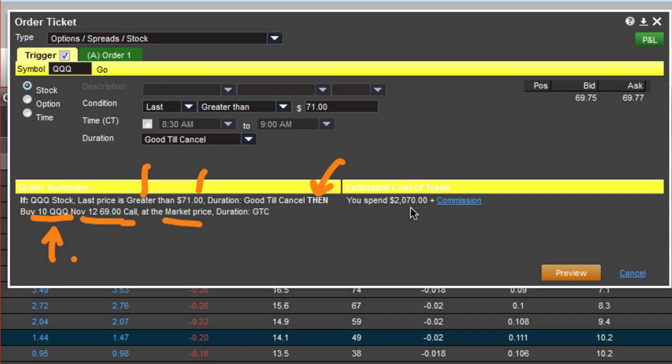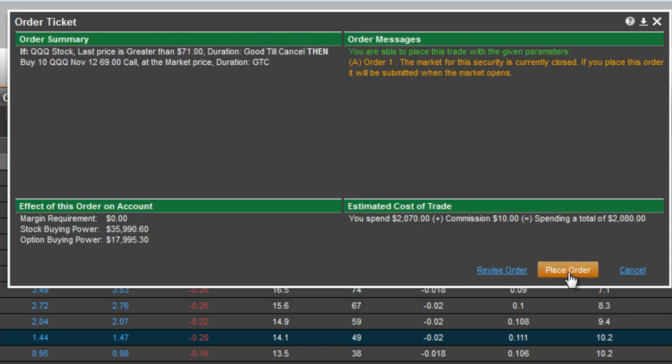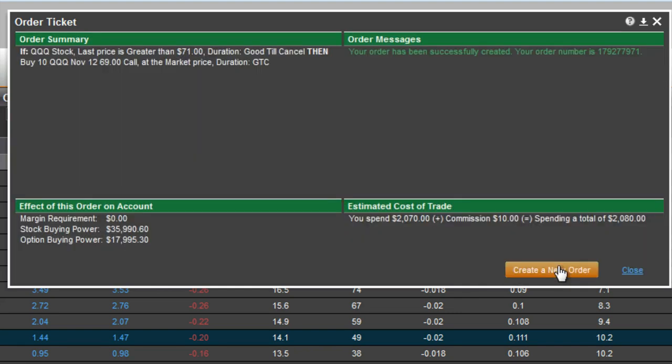What do you think? Ready to do it? Let's do it. Place preview. You can preview the order. Here's your order summary up here, what I just read to you. Here's your message. You are able to place this. Of course, the market's closed. Here's your estimated cost, $2,070, $10 commission. Of course, that's going to be off because it's going to be more expensive at the time of the order since it's a contingency order. We place it, we're done.